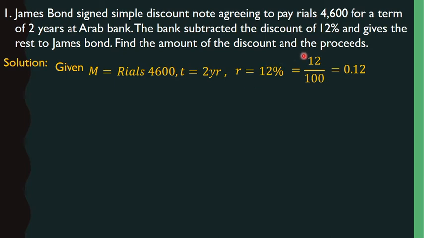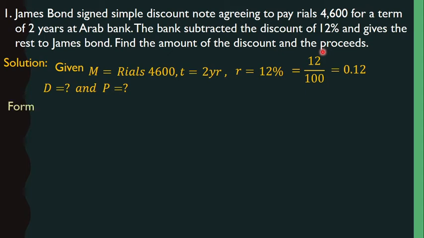So given is M, R, T. Now required to find the amount of discount. What is the discount? Deducted interest amount. D is required to find, and the proceeds. The amount that the borrower receives is the proceeds, and we need to find the proceeds. Two things are required to find in this question.